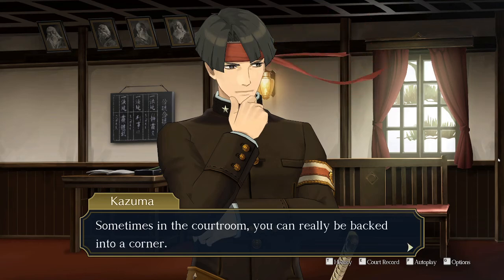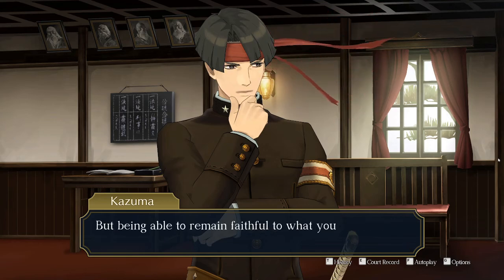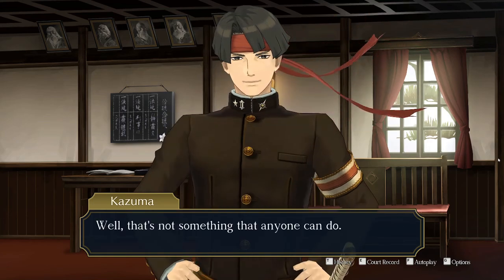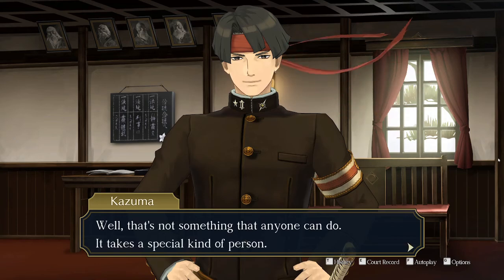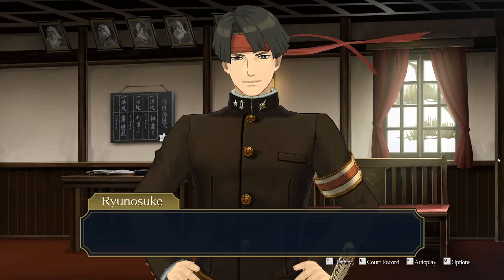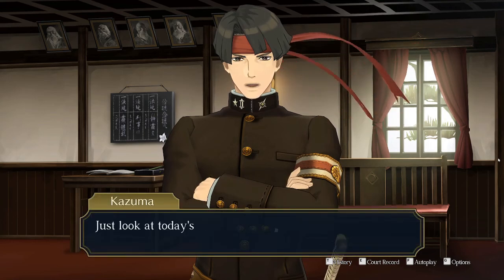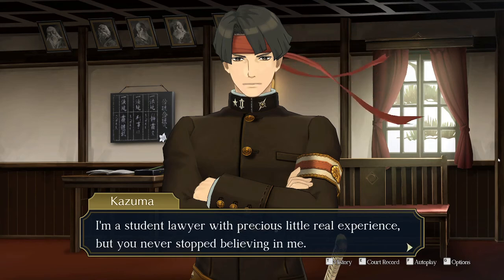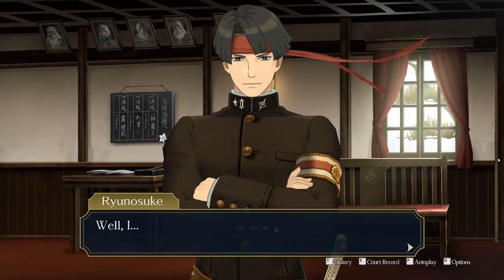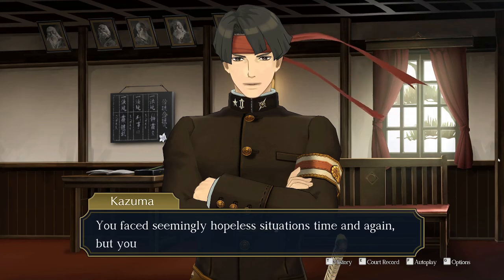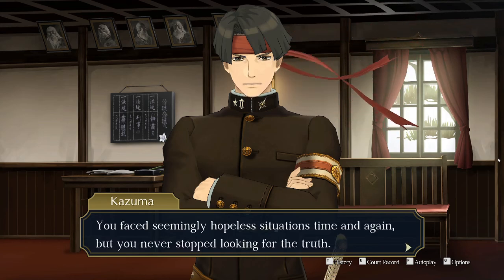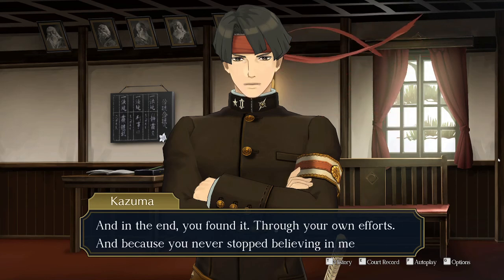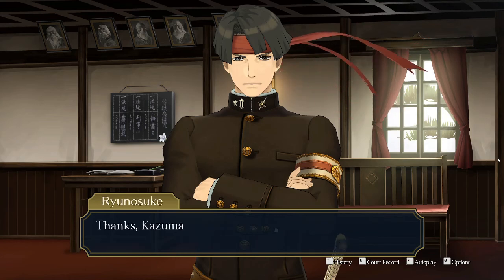Sometimes in the courtroom, you can really be backed into a corner. But being able to remain faithful to what you chose to believe in, even then, well, that's not something anyone can do. It takes a special kind of person. Believing in your client. Just look at today's trial. I'm a student lawyer with precious little real experience, but you never stop believing in me. Well, you face seemingly hopeless situations time and again, but you never stopped looking for the truth. And in the end, you found it, through your own efforts, and because you never stopped believing in me. Thanks, Kazuma.